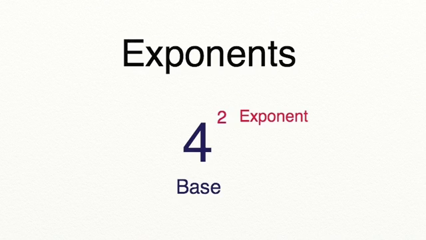As you see on the middle of the screen, you have the number 4, and then up next to it, a little bit smaller, is the number 2. The number 4 is what we call the base, and the number 2 is what we call an exponent. We can say this number in two ways. We can say it as 4 to the second power or 4 to the power of 2.